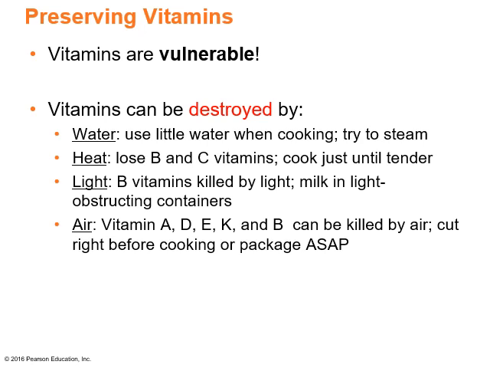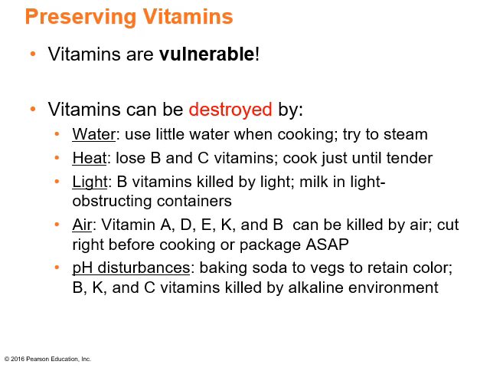Air. Vitamin A, D, E, K, and B can be killed by air, and the key here is cut right before cooking or package them up as soon as possible. So don't leave them out too long, otherwise you might start to lose some of the nutrient content. And then pH disturbances, like baking soda added to vegetables to retain color. Vitamins B, K, and C can be killed by an alkaline environment. So really a lot of things can affect the way that we get our vitamins and how potent they are, how much of the nutrient content actually is maintained in the food.